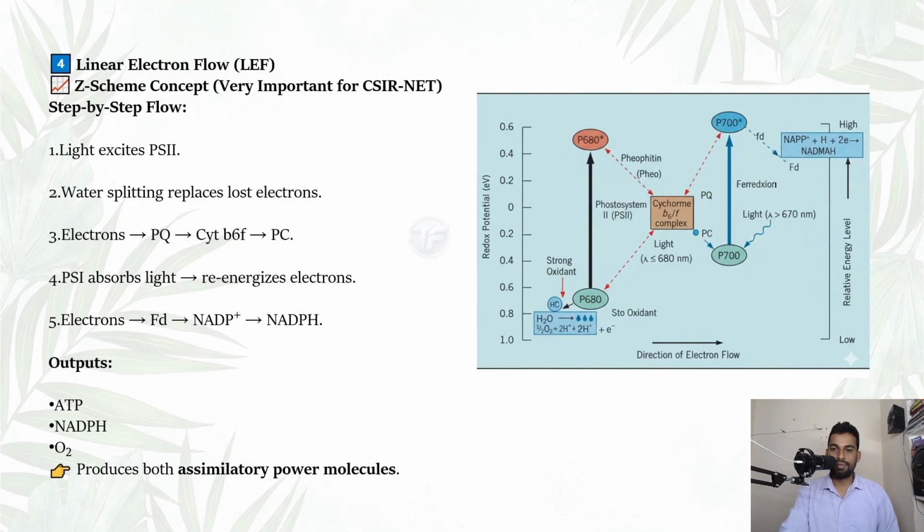Let us go to the next slide. In the diagram you have to remember the minus points. There was a mistake, so please remember it. These are minus. You have seen it in the previous slide. Please watch it. The fourth step is linear electron flow.